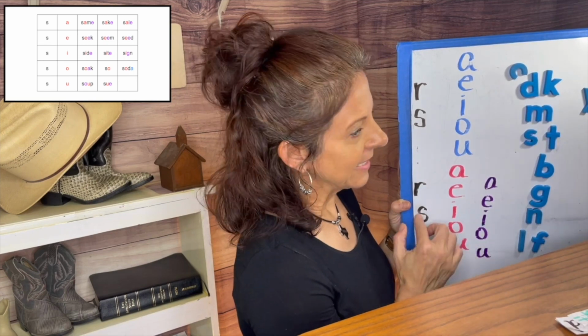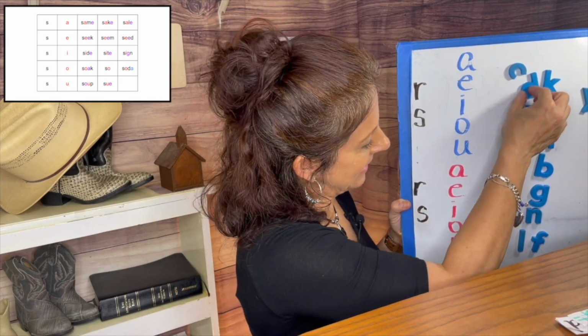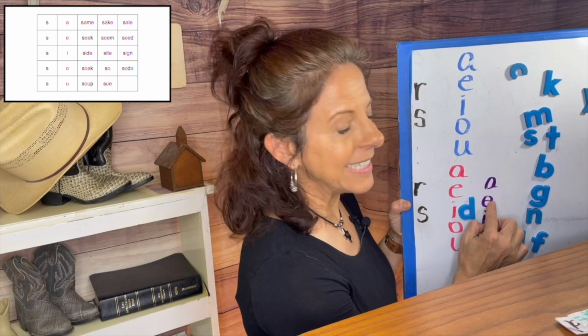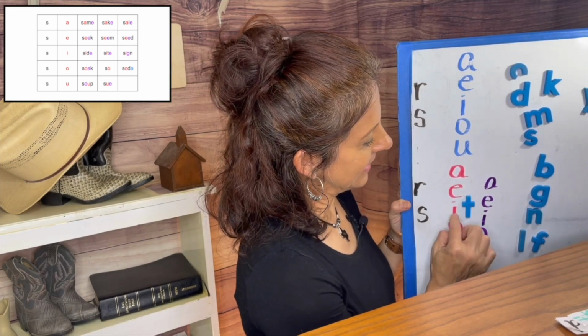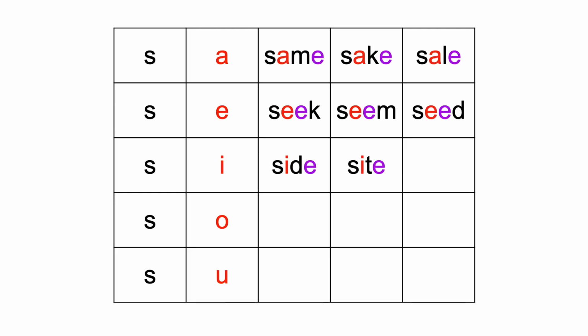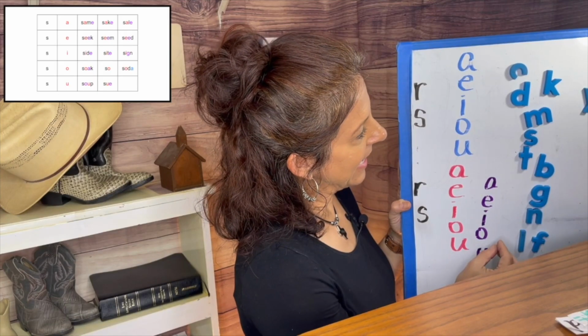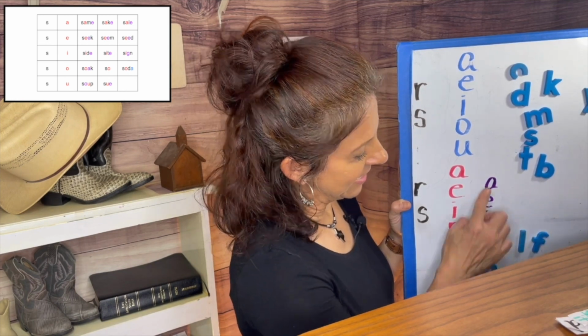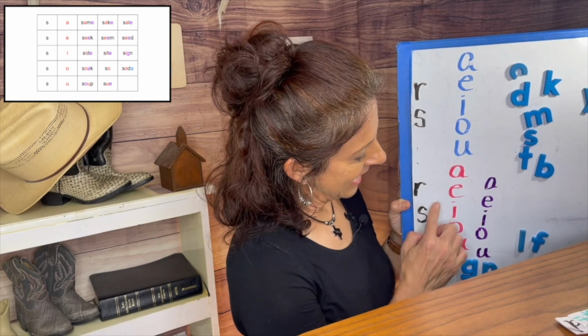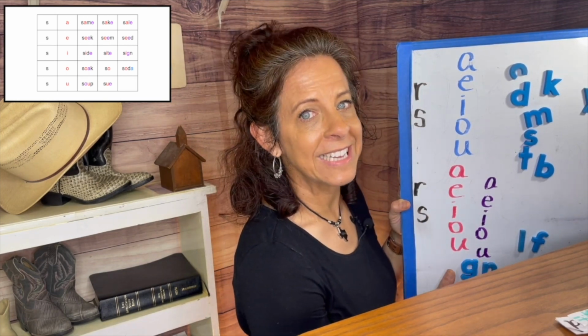Side. S-I-D-E. Side. Sight. S-I-T-E. Sight. Sign. S-I-G-N. No other vowel. Sign.